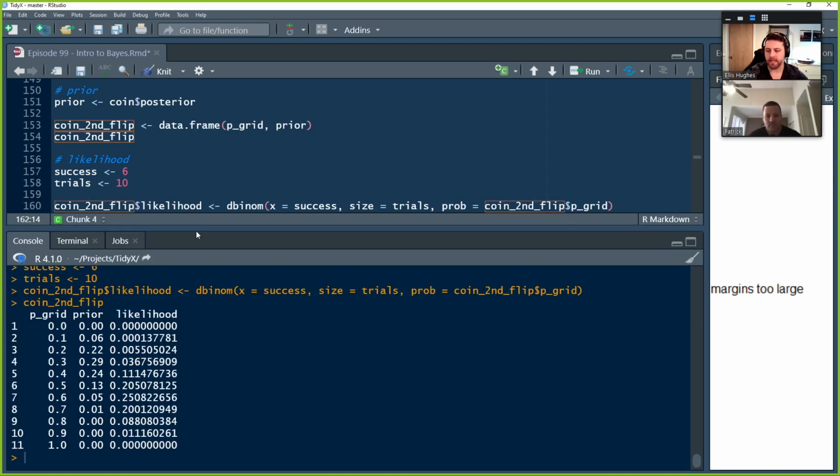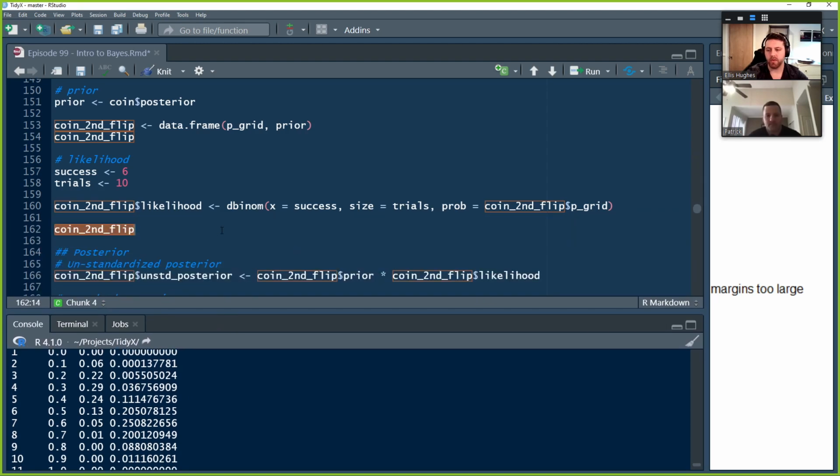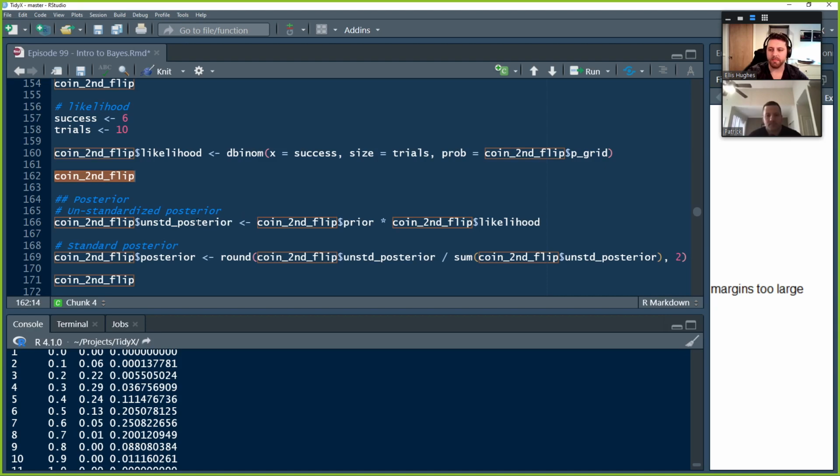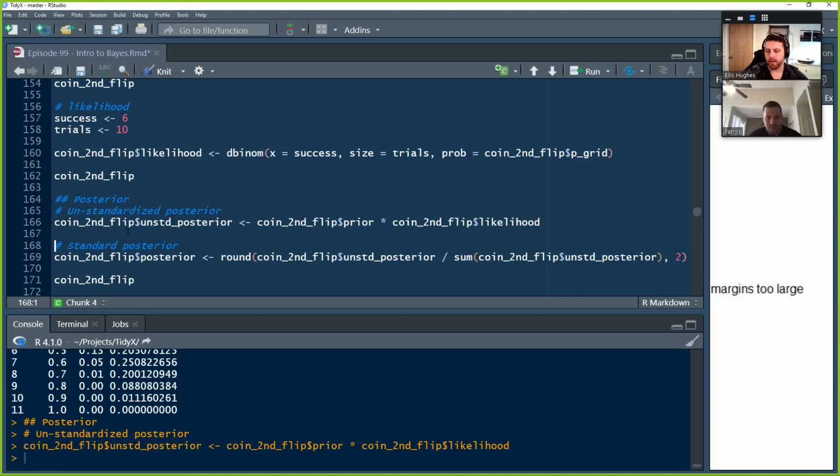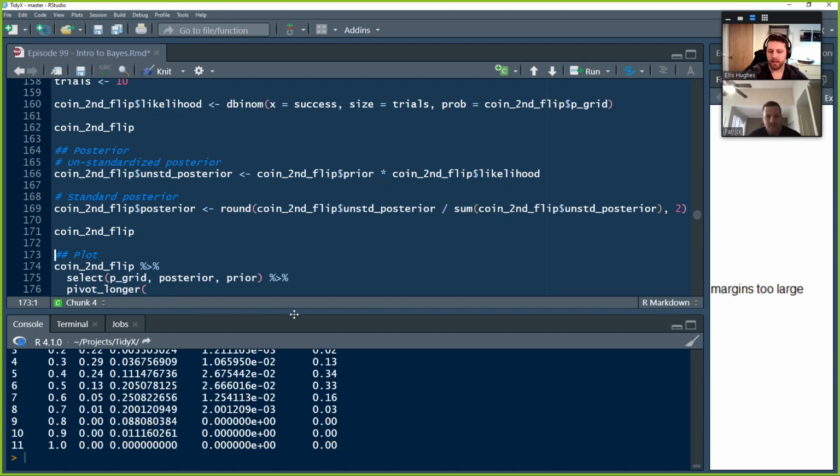So we end up with that same sort of data frame where we have the p grid, the prior, and our likelihood. We go through the exact same steps that we did before where we get our unstandardized posterior, which is the prior times our likelihood. And then we're going to standardize it, dividing by the summation of the unstandardized posterior, round that, and run it again.